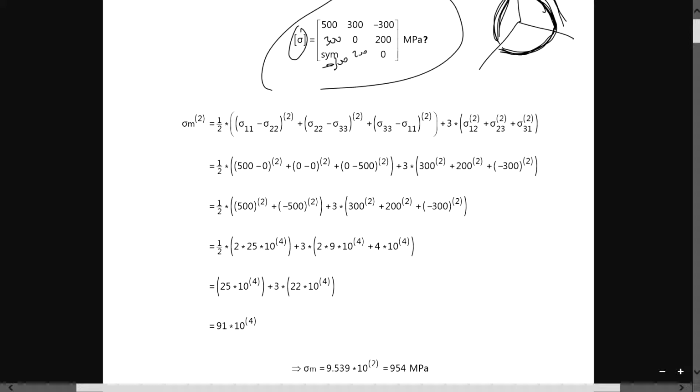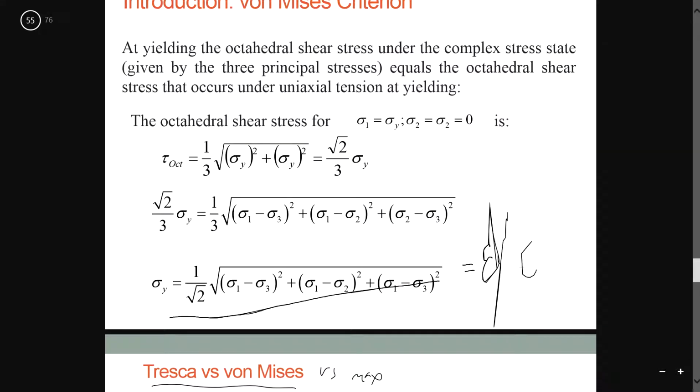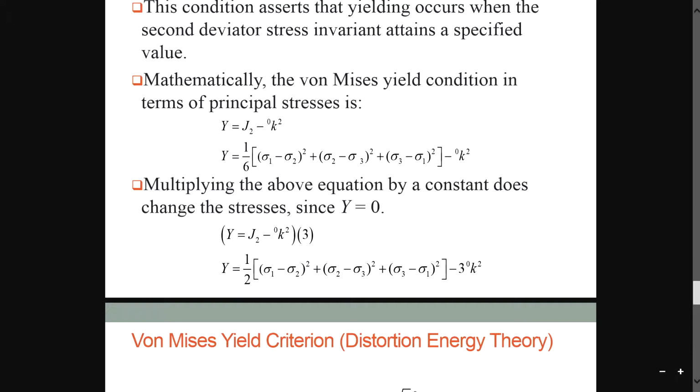You just sub in your values, but instead of using the equation that we often use when we calculate the von Mises, we can actually use a different formula. It's the primitive one that we derived the von Mises with, the J2 minus k squared, where k is the shear part of the yield strength, or you can call this the deviatoric components. So we will use this formula to calculate our von Mises.